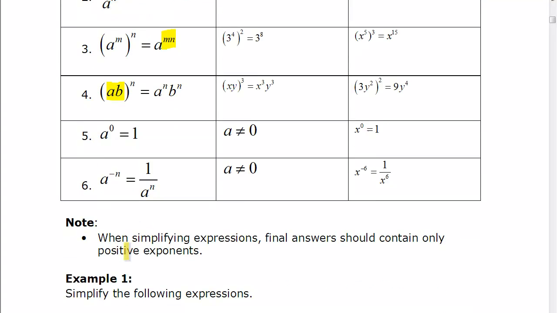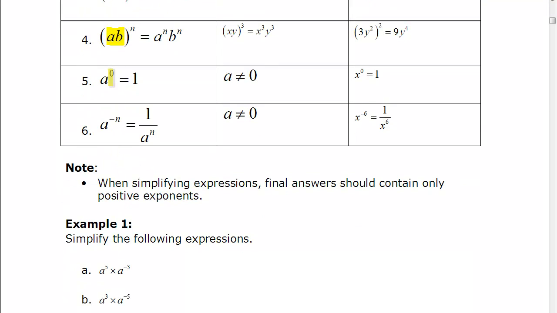Anything to the power of 0 is 1, provided that a is not equal to 0. 0 to the 0 is a different issue altogether. And finally, if you have a negative exponent, you can write it in the denominator, or if the negative exponent is in the denominator, you can move it to the numerator, provided again that a is not 0, because we wouldn't want to have division by 0.